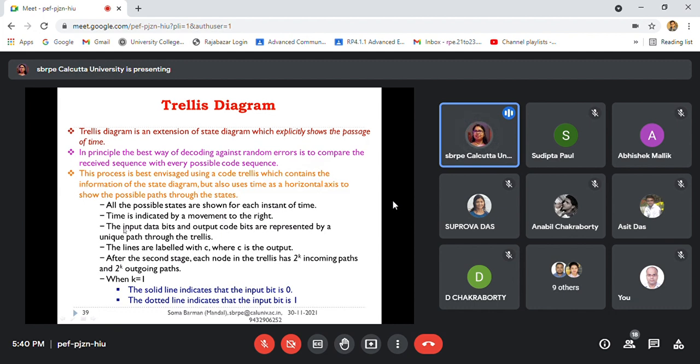Input data bit and the output code bit are represented by a unique path through the trellis. The lines are labeled with C, where C is the output. After the second stage, each node in the trellis has 2 to the power k incoming paths and 2 to the power k outgoing paths. It will be more clear in the trellis diagram. For k, we are considering the message as 1 bit of information, so small k equals 1. A solid line is for a 0 bit input and a dashed line for a 1 bit input.